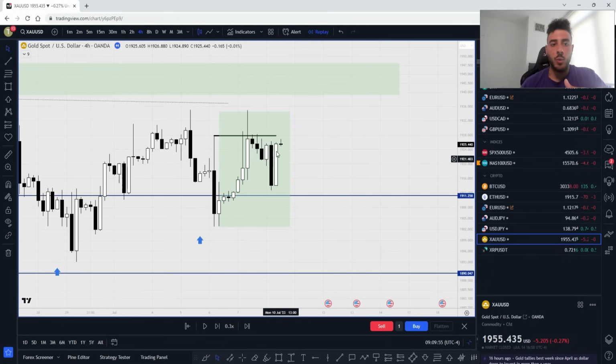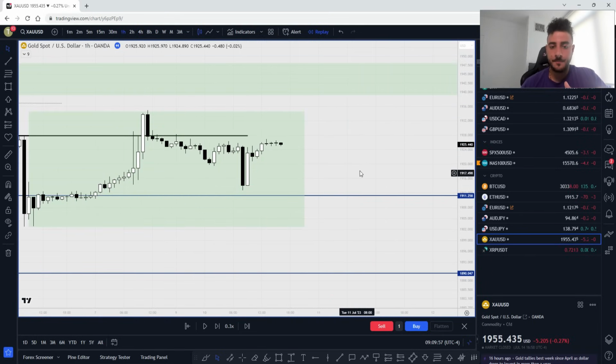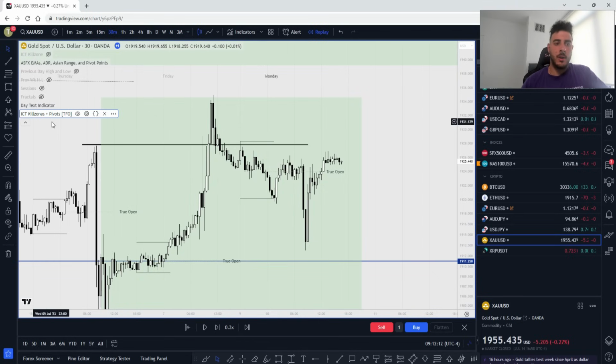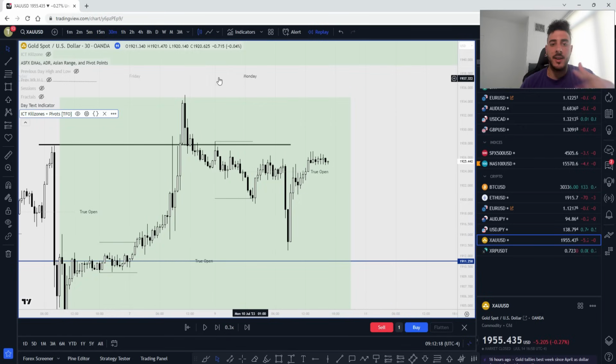However, again, if you want to go on the lower time frame, and all right guys, so essentially now I went ahead and put the indicator. So I put the day text indicator right here, which is going to show the trading day. So this was Monday, and I'm going to also put this one right here. Shout out to TFO, ICT kill zones plus pivots.